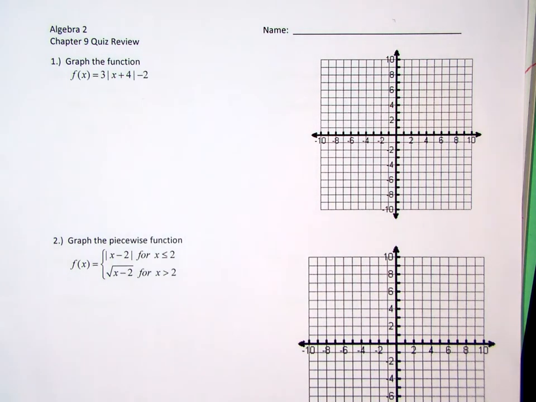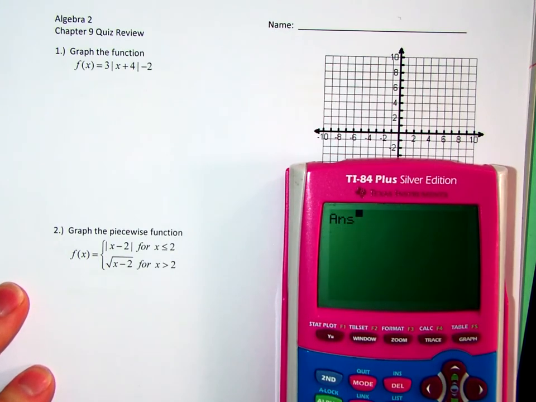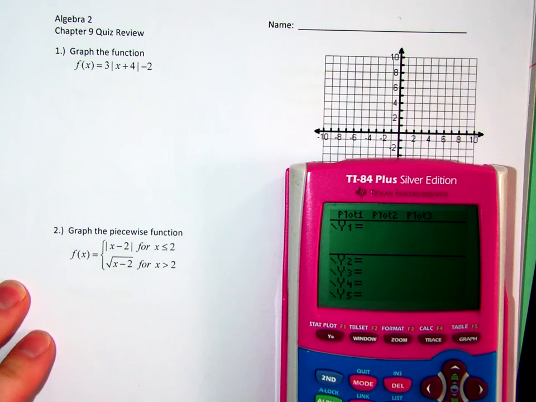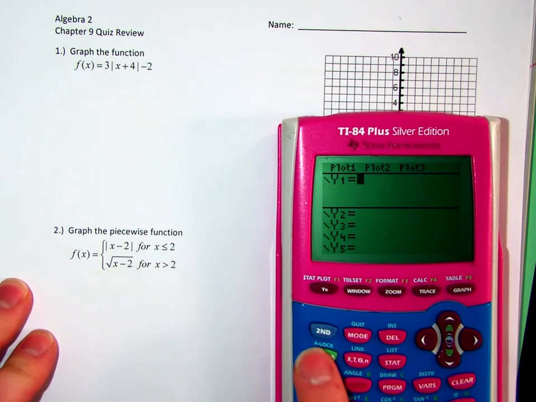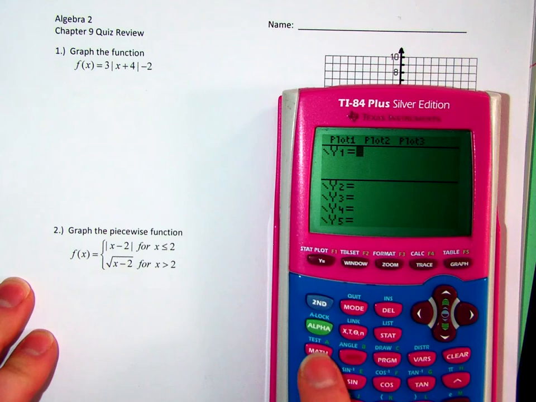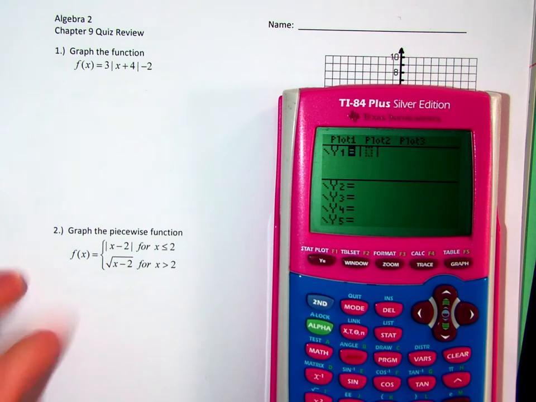All right, so this first one asks us to graph the function. So if I were you, I'd get out my graphing calculator. Remember that we're going to go to the y equals button and clear everything out to graph it. Now remember, when you're doing this one, you're going to go to math in order to insert my absolute values. We scroll over to number, press enter.